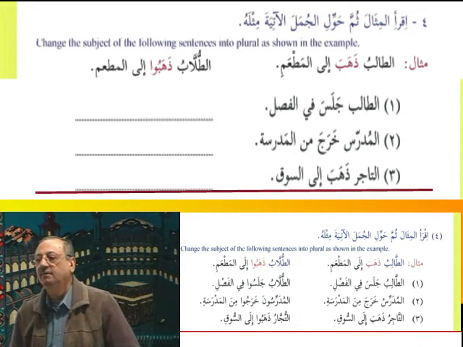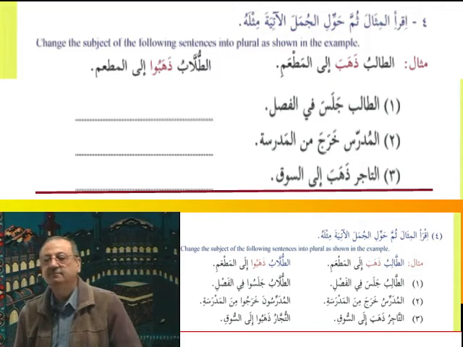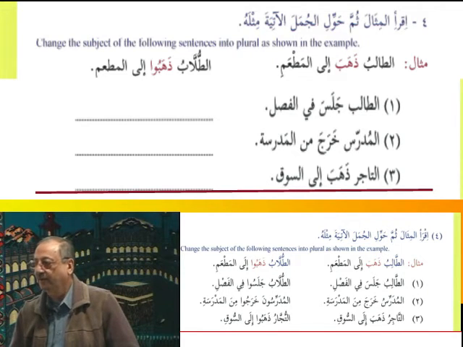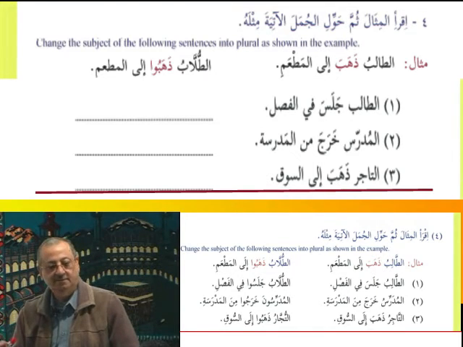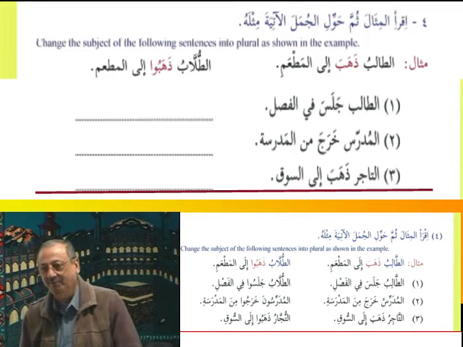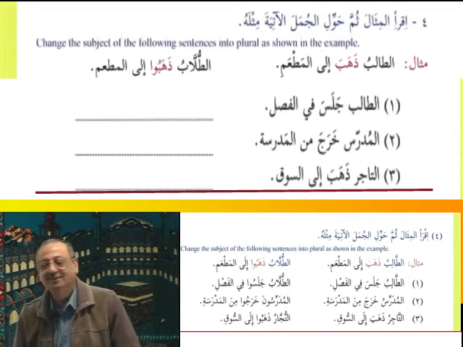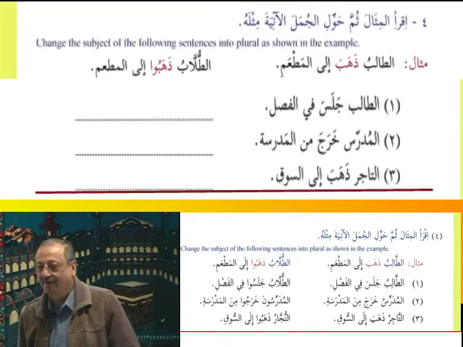At-talibu zahaba. What did I say? At-talibu zahaba. Muhammadun, hamidun, at-talibu, at-tullabu zahabu. Because now it is more. Are you with me? That's all you have to think. So from next week, I won't say whom, I will just say the proper plural.